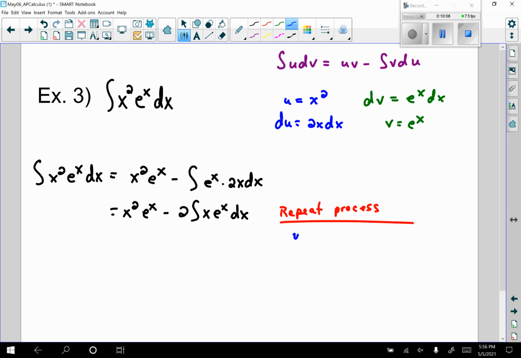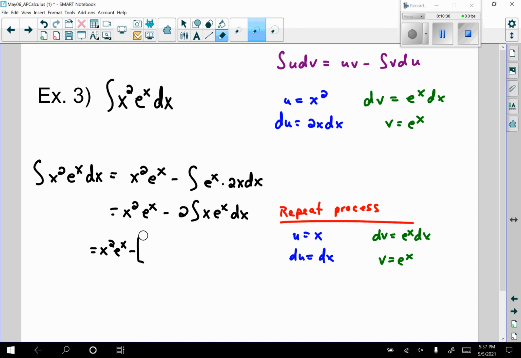So if we do that, now we're going to let u equal x, and now this is going to turn out nice. Then we'll have dv is equal to e to the x dx. So du is going to equal dx, and v is going to equal e to the x. We just have to be careful with our signs. So now this becomes x squared times e to the x minus, and because we need this whole quantity here, we're going to repeat the process. So we're going to have 2, actually we can move the 2 out in front, times the quantity, and we go through the formula again.